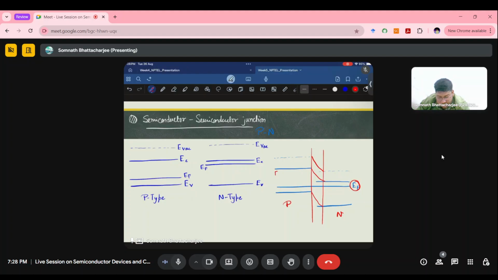So this is the EC for the P type. This is the EC for the N type. This is the E vacuum. This is also the E vacuum. This is EV. This is also EV. So this is like a junction between two semiconductors.